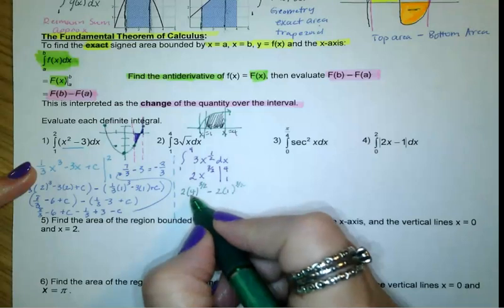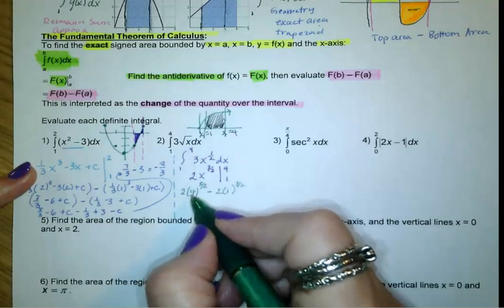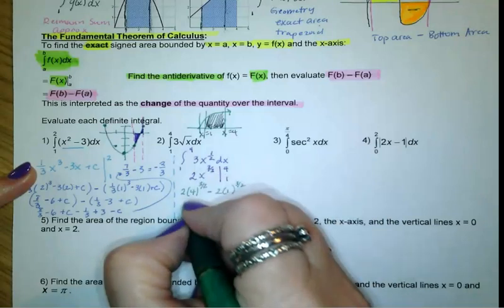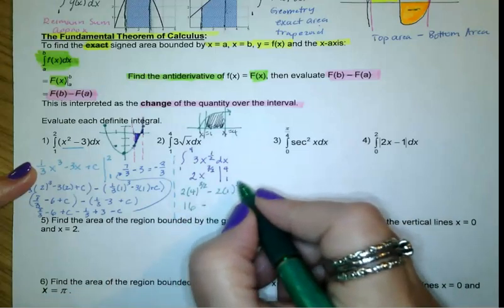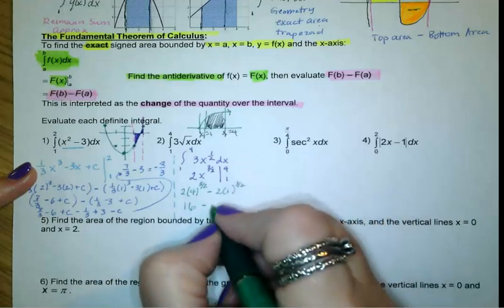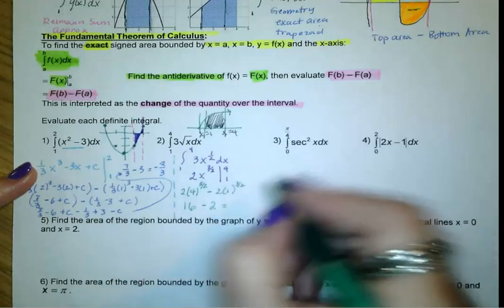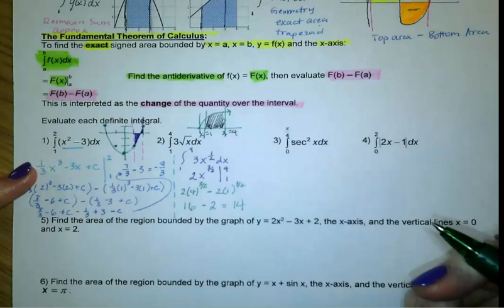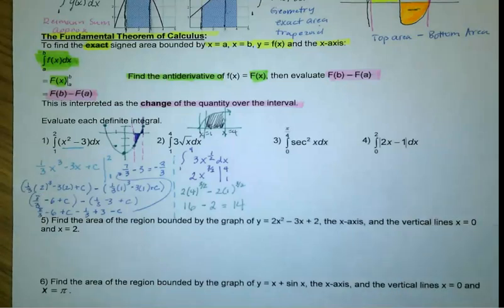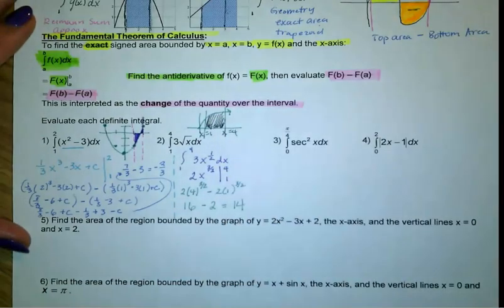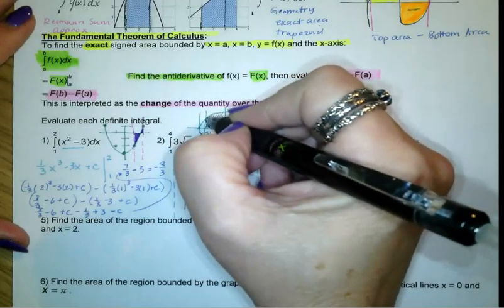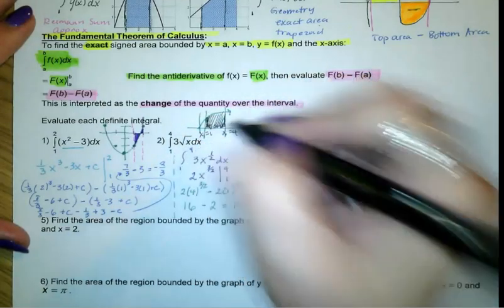So I get the square root of 4, which is 2. 2 to the 3rd power is 8. 8 times 2 is 16 minus. Square root of 1 is 1. 1 cubed is 1. 2 times 1 is 2. And so my total area here is going to be 14. I don't have any units, so I'm not going to worry about units, whatever they might be, but that's this area under this curve right here from boundary here to here.